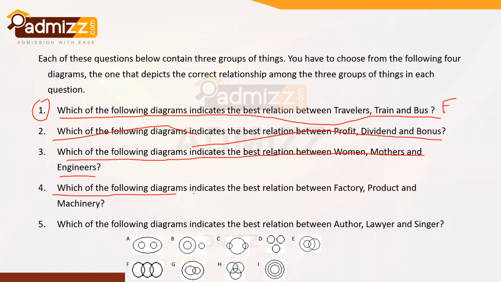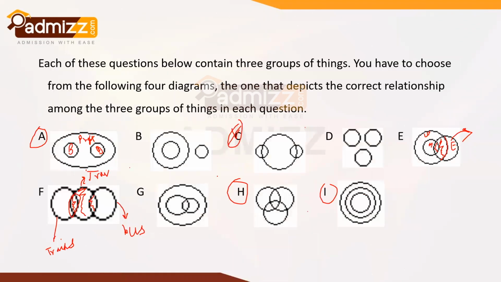Which of the following diagrams indicates the best relationship between factory, product, and machinery, right? I'm seeing the chat box. Yep, the correct answer is option number A only. Why? Because take a look at this, right? In this, the outer circle represents the factory, and these two represent machinery and products, which are both kept inside the factory. So even from an intuitive sense, option number A makes sense in this particular case, right?